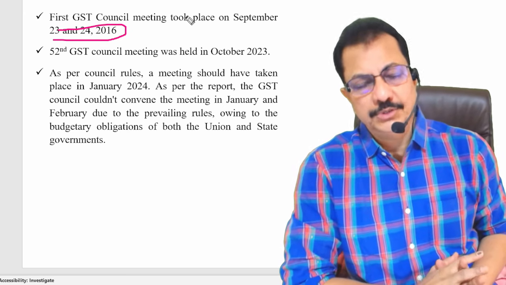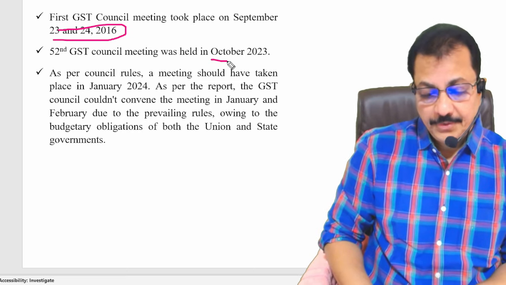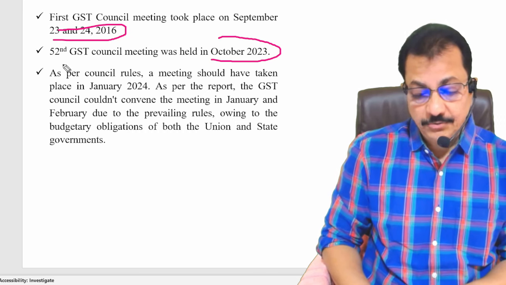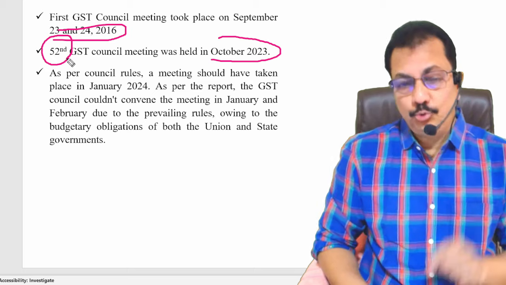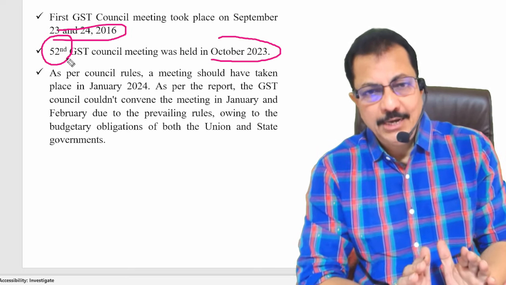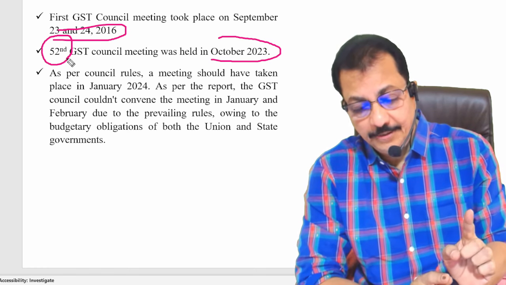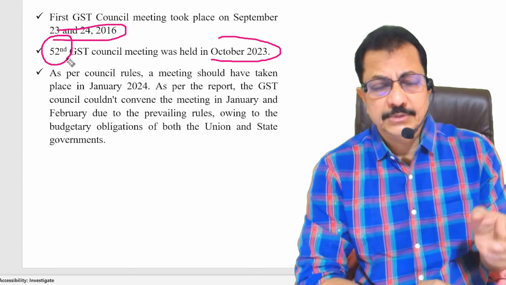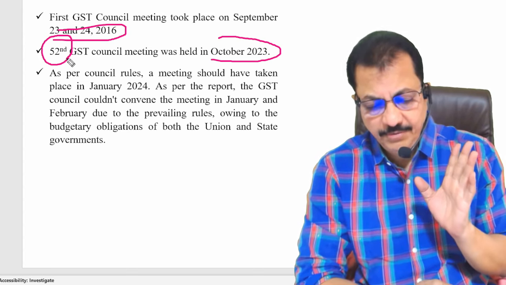Next, another very important point is that the first GST council meeting was held on September 23rd-24th of 2016. Is that okay? And the latest one, that is the 52nd GST council, was held in October 2023. I told you we are in the month of May 2024, and after the 52nd GST council, so far no GST council meeting was held because of the elections. Clear? Am I clear? Very important one.